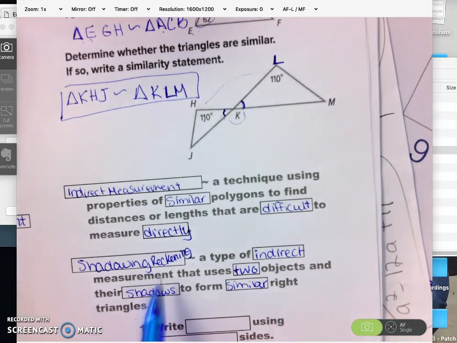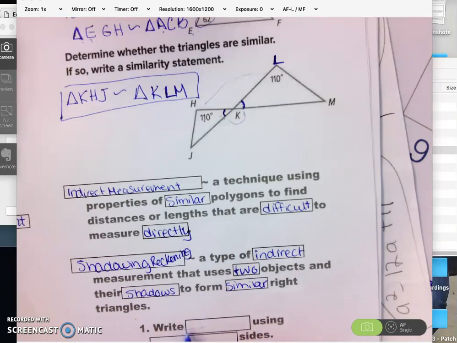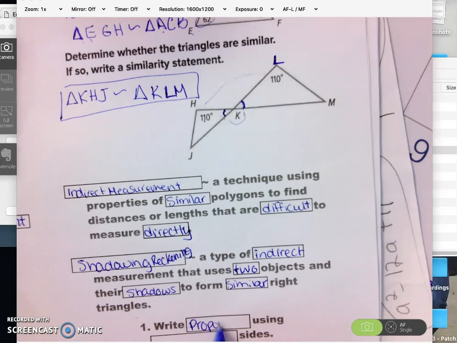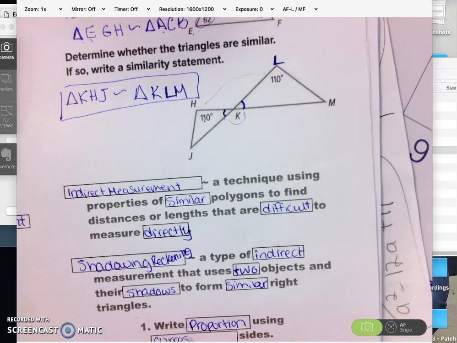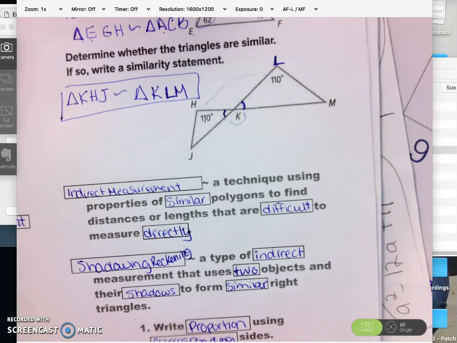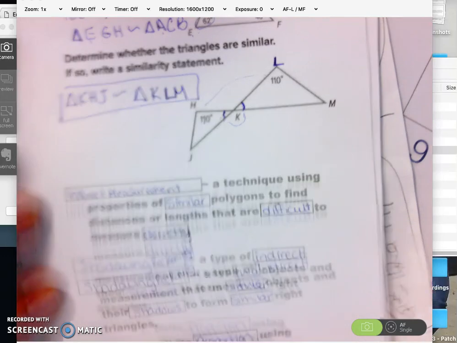Okay, so shadow reckoning is a type of indirect measurement that uses two objects and their shadows to form similar right triangles. So first you're going to write the proportion using the corresponding sides. Solve the proportion, and then don't forget always to label your answer. Oh, you can't see that, can you? Sorry.